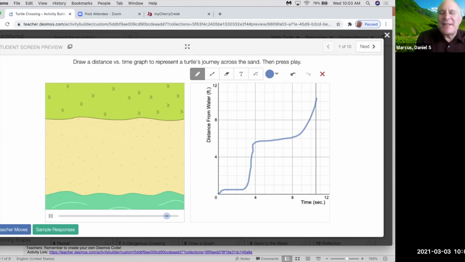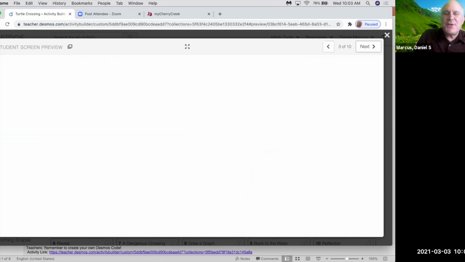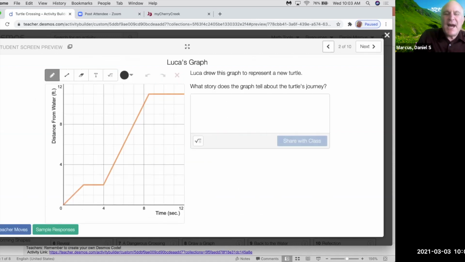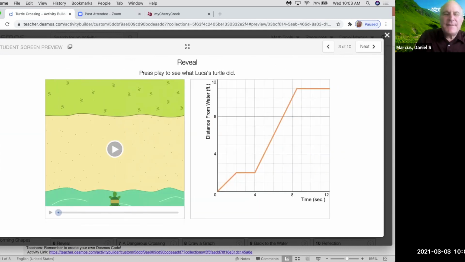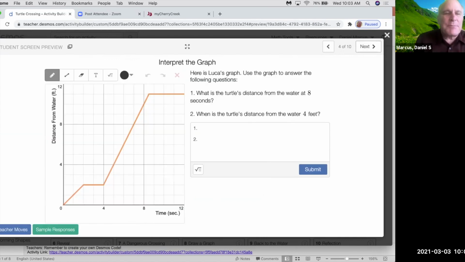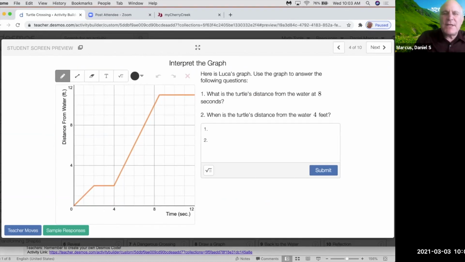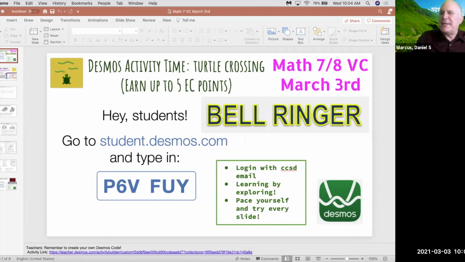You're going to want to play with slide number 1 for probably a couple minutes, okay, just because it's so much fun. Then when you go to slide number 2, I skipped 2. On slide number 2, it shows you a graph, and then you explain the story that graph would tell about the turtle. Then on slide 3, you get to play it and see if you were correct on your prediction on slide 2. You are going to absolutely love this activity. I'm going to give you guys at least 7 minutes, so till 10:10. Have fun.